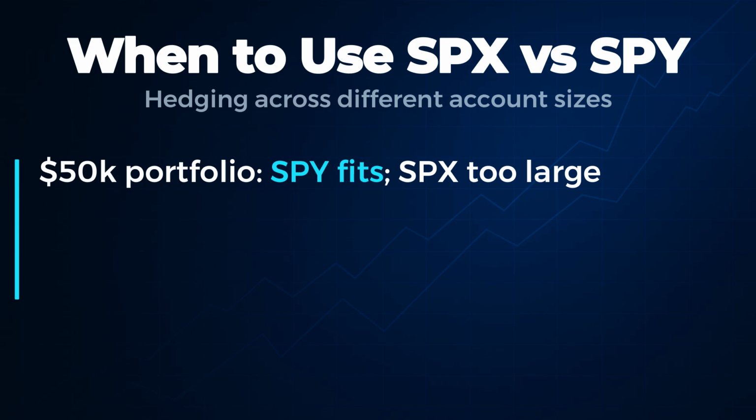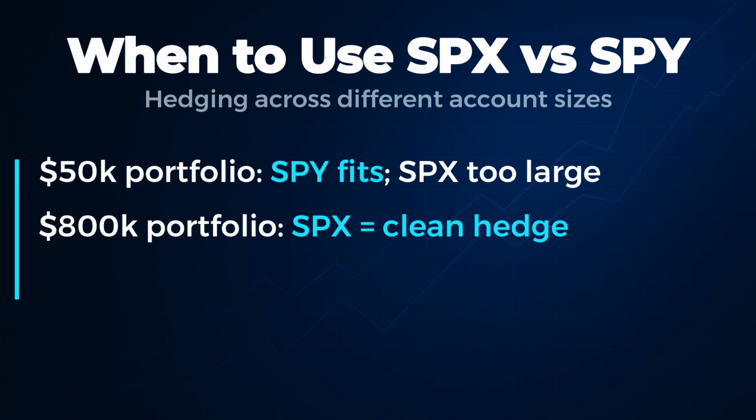Scenario 2, an $800,000 portfolio. You want a clean hedge with no shares delivered. With SPY, you might need dozens of contracts to match the exposure. With SPX, 1 or 2 contracts hedge the entire exposure.